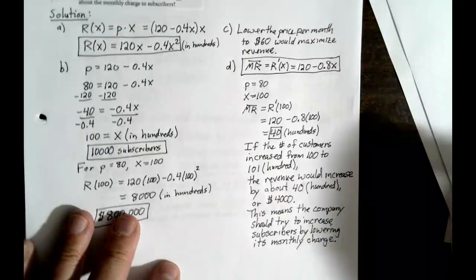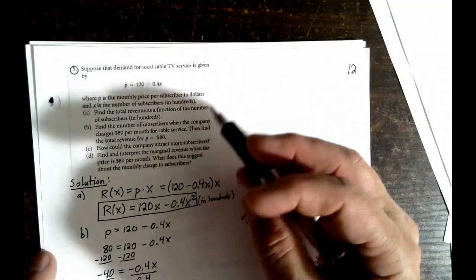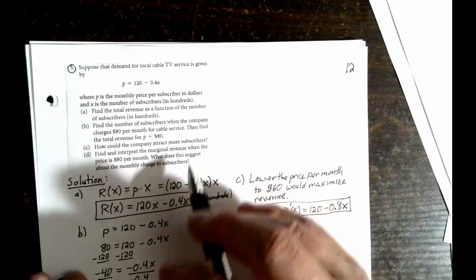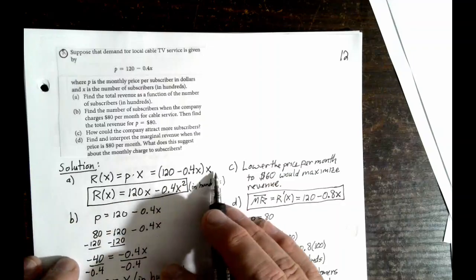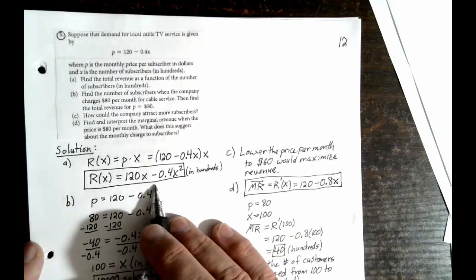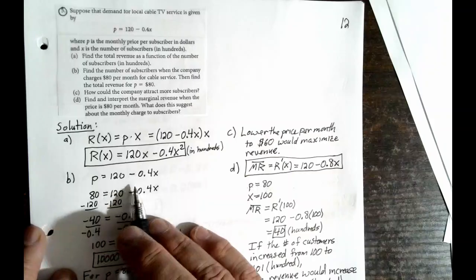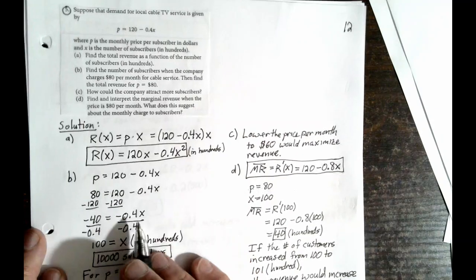Very accurate. Number 5, you got the demand here, P, and they want to know what the revenue function is, so it's P times X. So you take that number, that function times X, and that's your revenue, and it's in hundreds of subscribers. And B says find the number of subscribers when the company charges $80 per month.